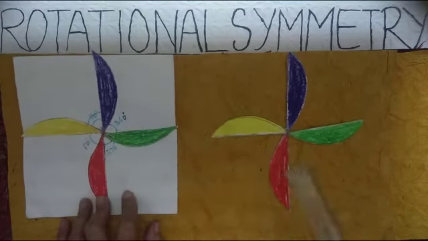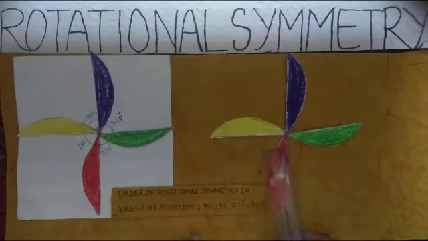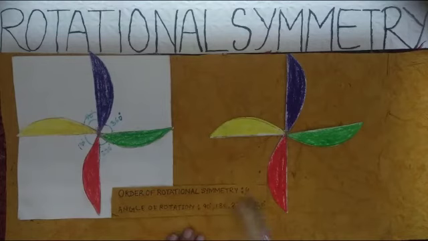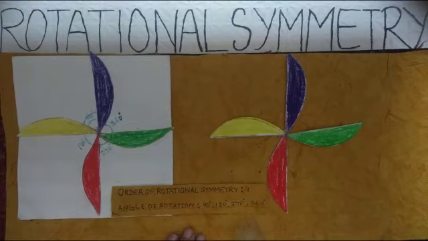You can see this figure looks the same 4 times in one complete rotation. So the order of rotational symmetry is 4, and the angles of rotation are 90 degree, 180 degree, 270 degree and 360 degree.